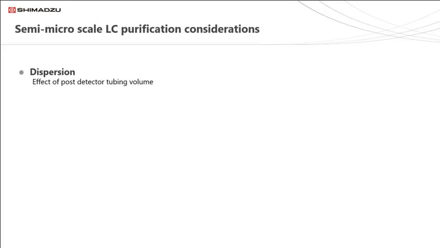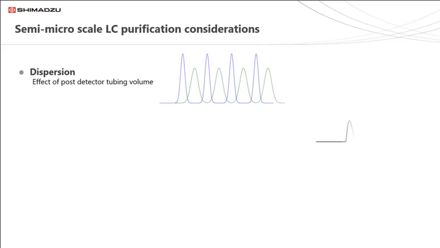Dispersion, excess volume in an LC system. This can cause many issues. In the case of semi-micro purification, too much volume after the detector will cause peaks to be diluted in the tubing. This may result in reduced peak purity. Unfortunately, because this occurs after the detector, it may not be so obvious to the user, but may result in poor purity when it is eventually checked.